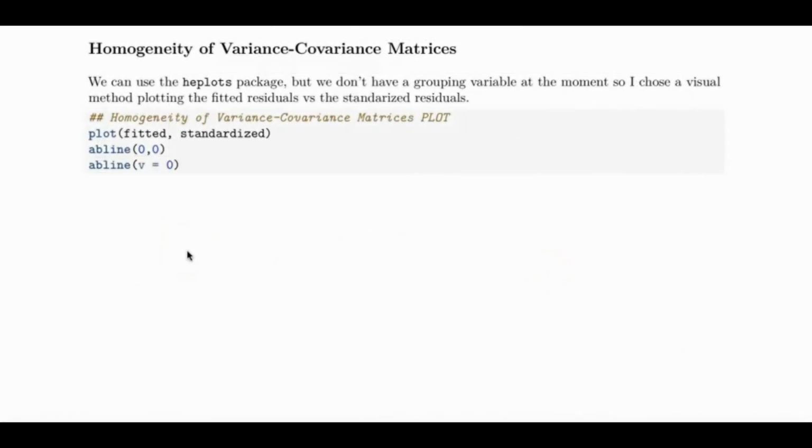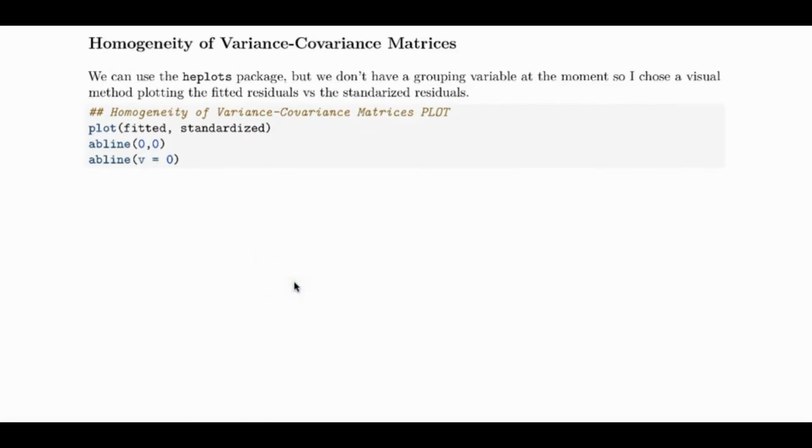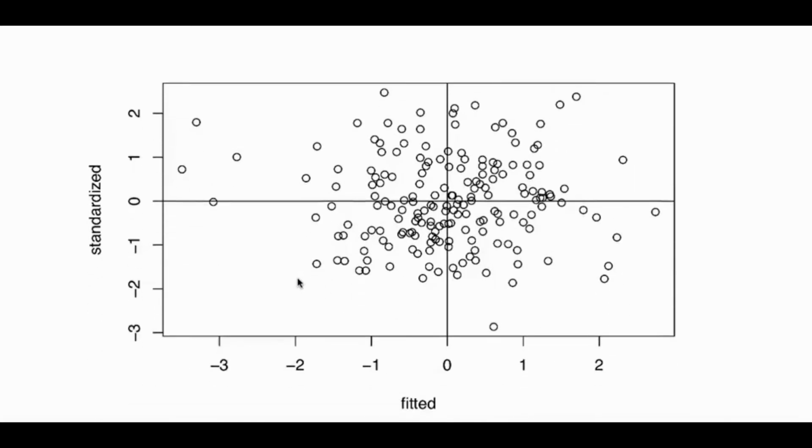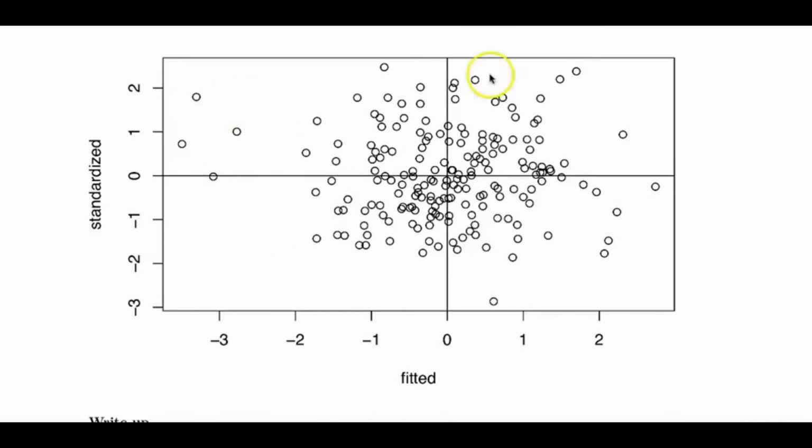The next assumption we are going to check is the homogeneity of variance-covariance matrices. We don't actually have a grouping variable. Remember, we only have the 32 items in this file. So the way I chose to check for this was just to plot the fitted residuals against the standardized residuals that we got from our fake regression. It gives me this really nice plot, and it looks really good. There's no real pattern. We don't want to see a fan here. We don't want them accumulated in a single area in the plot. It looks pretty good. It's not a problem.